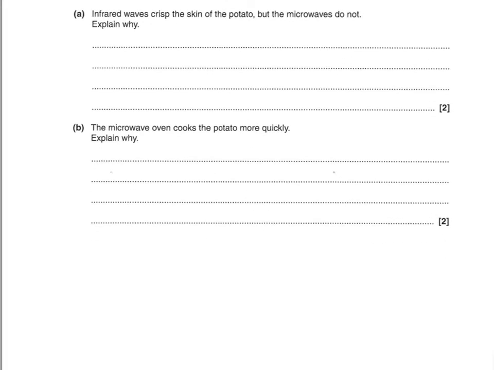The microwave oven cooks the potato more quickly. Explain why. So any two from these, you could say that microwaves are only absorbed by water or fat. You could say that microwaves do not heat the container or the oven, or they don't pass through the plastic or glass plate. You could say that the microwaves penetrate the food further. So any of those two would get you those 2 marks.